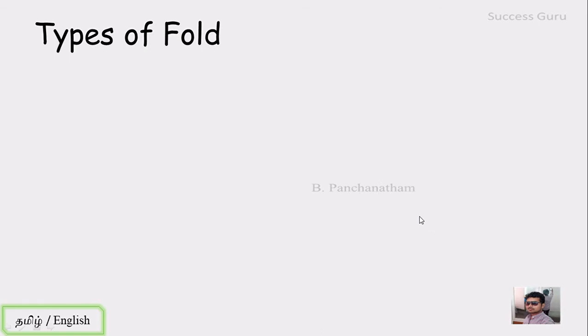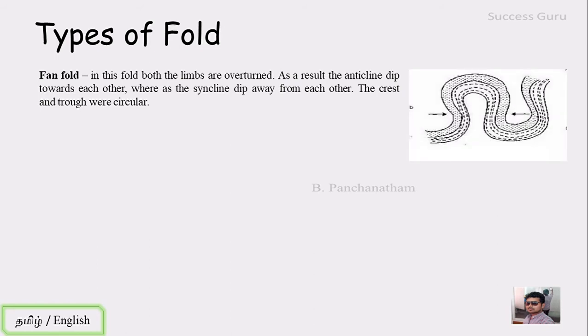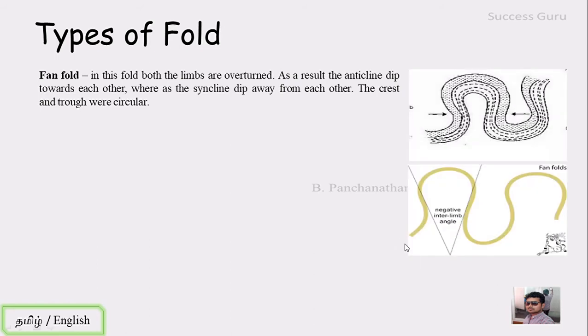Okay. And the next type is the fan fold. A fan fold is a fold in which both the limbs are overturned, and as a result what happens, the anticline dips away from each other and the syncline will dip towards each other. You can see in this image that this is an anticline, right? In general, what you study as a definition, in an anticline, limbs dip away from each other.